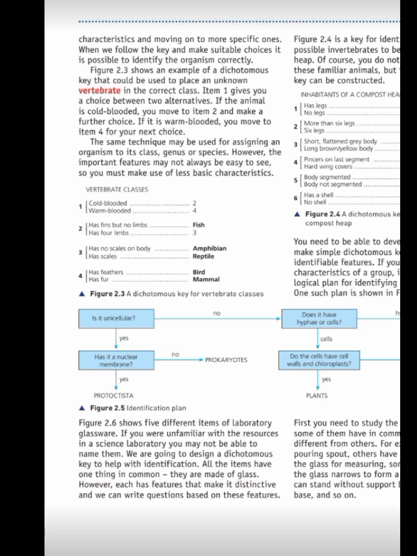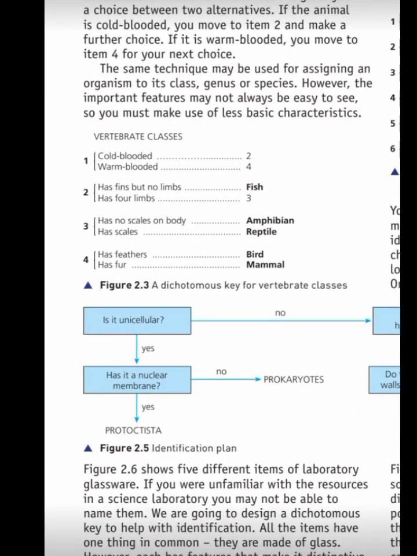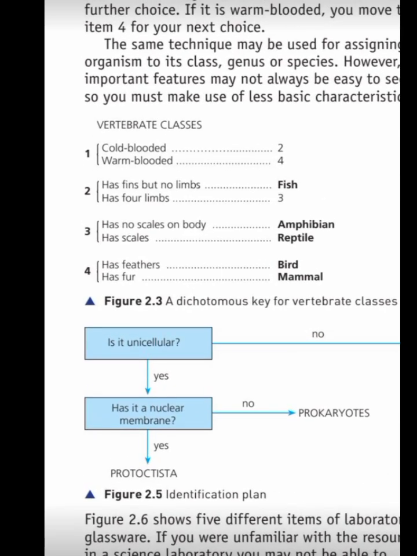In the first step we have two choices: cold-blooded and warm-blooded. First we divide the vertebrates on the basis of their body temperature control. Cold-blooded animals depend on the environmental temperature, while warm-blooded animals control their body temperature internally. So if the organism is cold-blooded, we move to step 2, and if the organism is warm-blooded, we move to step 4.